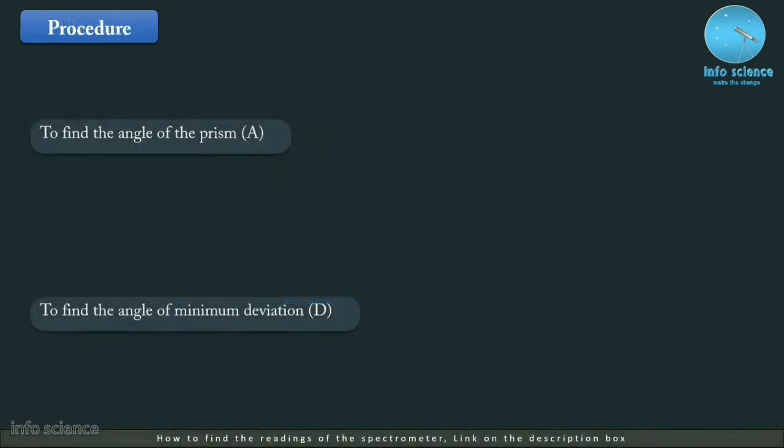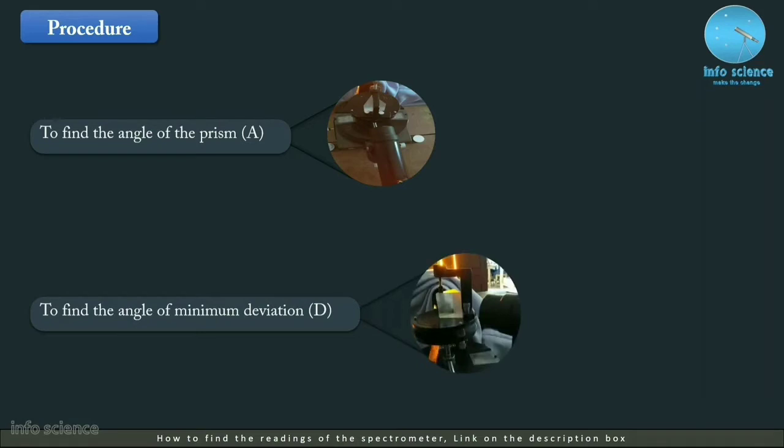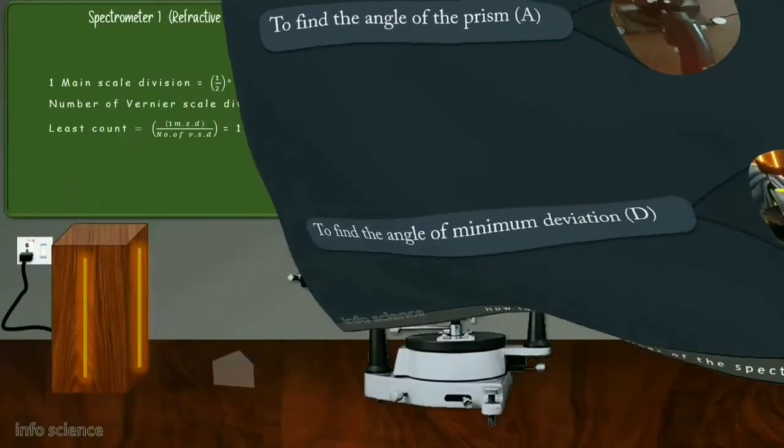Now we can move to the procedure of the experiment. Here we are using two different procedures. The first one is to find the angle of the prism A, and the second one is the procedure to find the angle of minimum deviation D. These are the two procedures which we carry out through this experiment. So now we can move to the first section of the experiment.